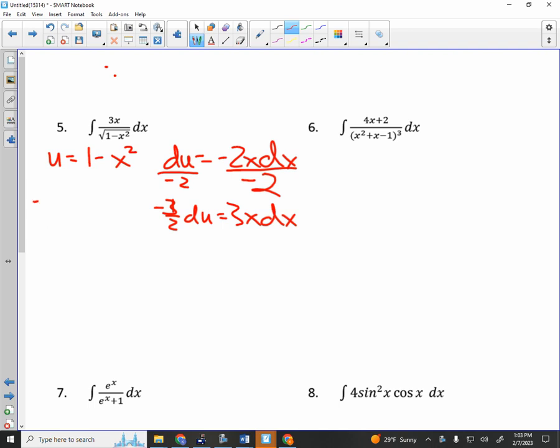Okay. So negative 3 over 2 integral du. What goes in its place? What do you get to cross off? 3x dx. That's gone. And what goes in place of 1 minus x squared? U goes in for 1 minus x squared. So what remains here? 1 over the root of u, right? Or u to the negative 1/2.